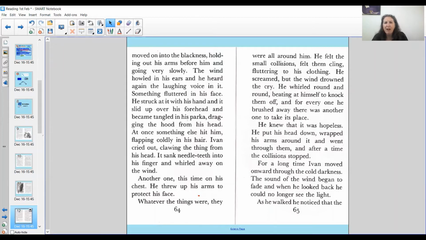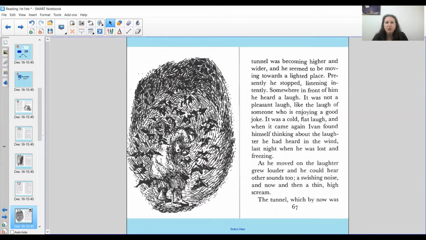He whirled round and round, beating at himself to knock them off, and for every one he brushed, there was always another one to take its place. He knew it was hopeless. He put his head down, wrapped his arms around it, and went through them, and after a time, the collisions stopped. For a long time, Ivan moved onwards through the cold darkness. The sound of the wind began to fade, and he looked back. He could no longer see the light. As he walked, he noticed that the tunnel was becoming higher and wider, and it seemed to be moving towards the lighted place.